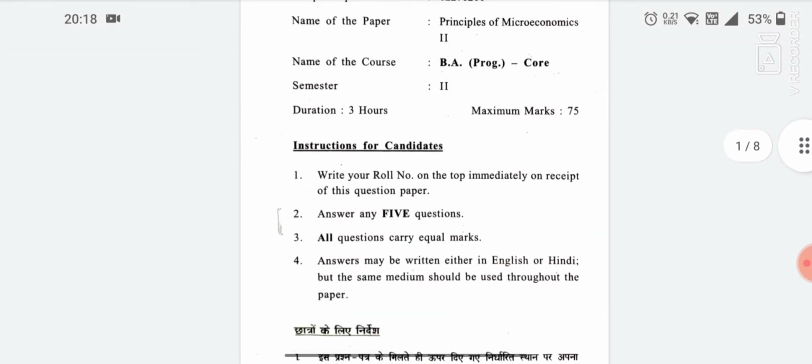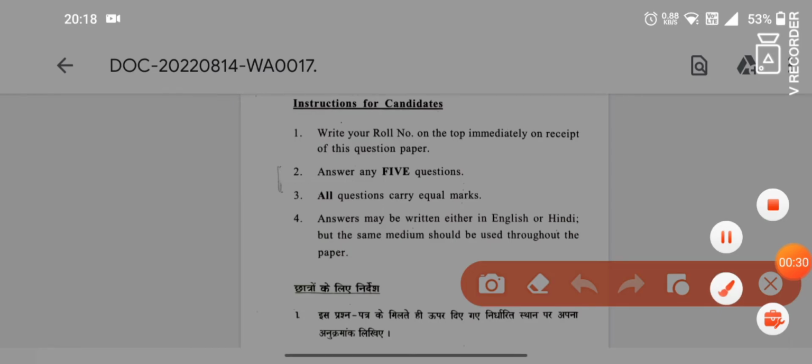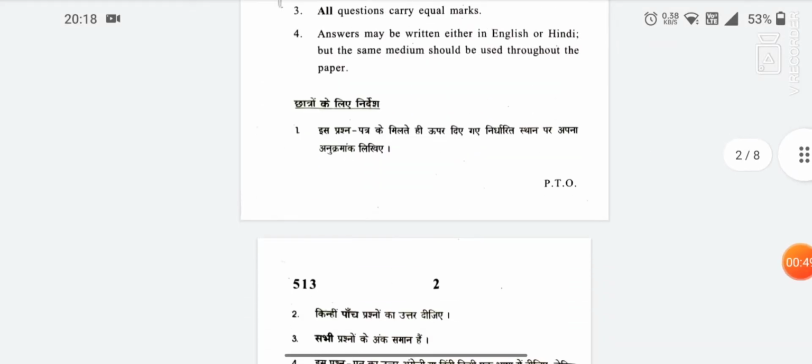These are the instructions for the paper. You need to attempt any 5 questions. All questions carry equal marks. Answers may be written either in English or in Hindi, but the same medium should be used throughout the paper. That means if you prefer to use the English language, then you should continue to use English throughout the paper. These were some important instructions. So moving on to the questions.